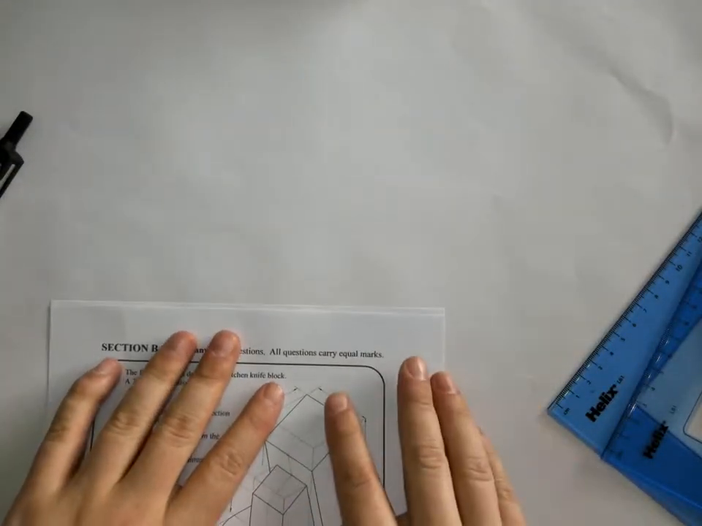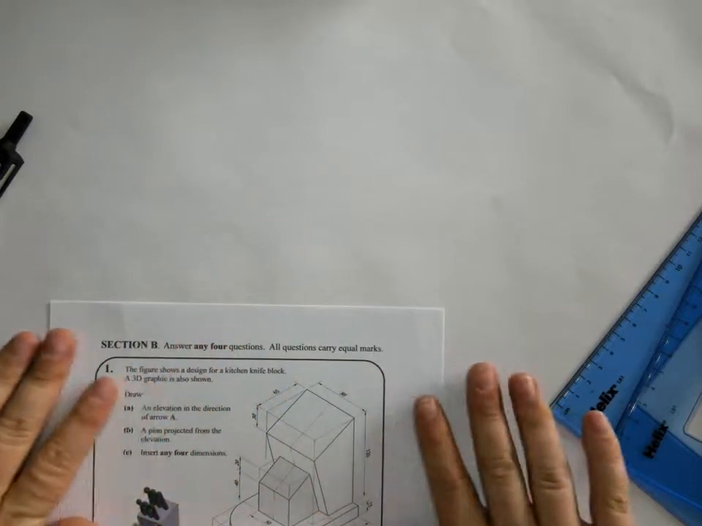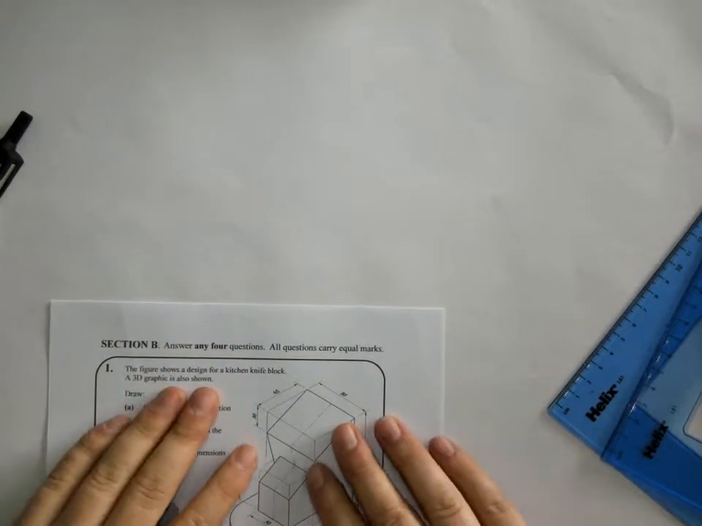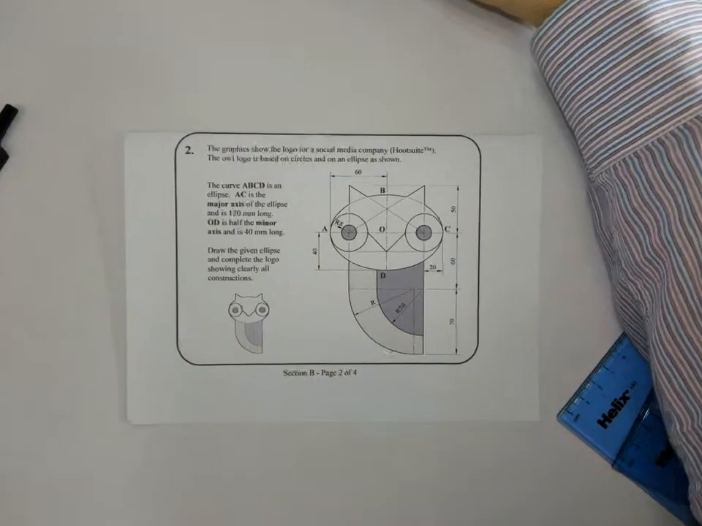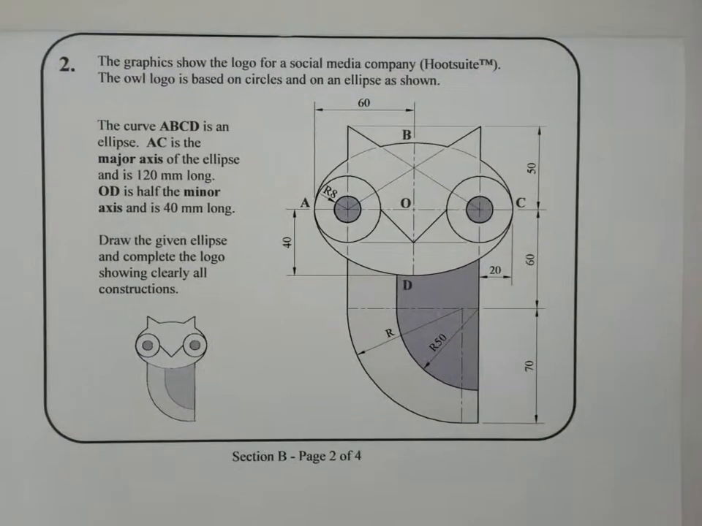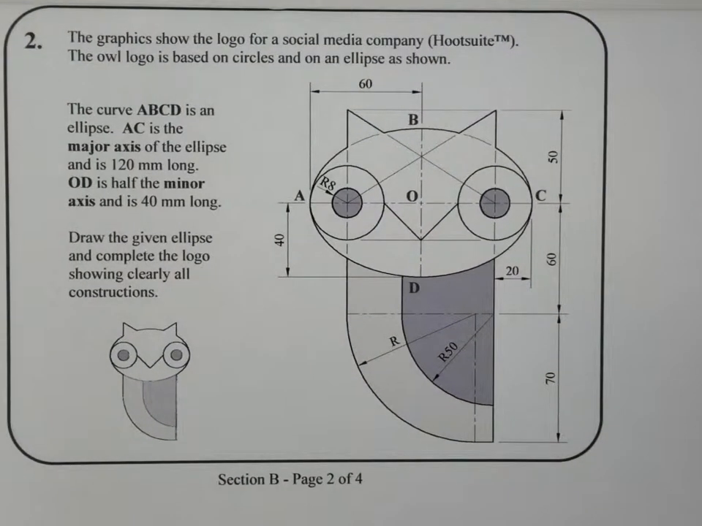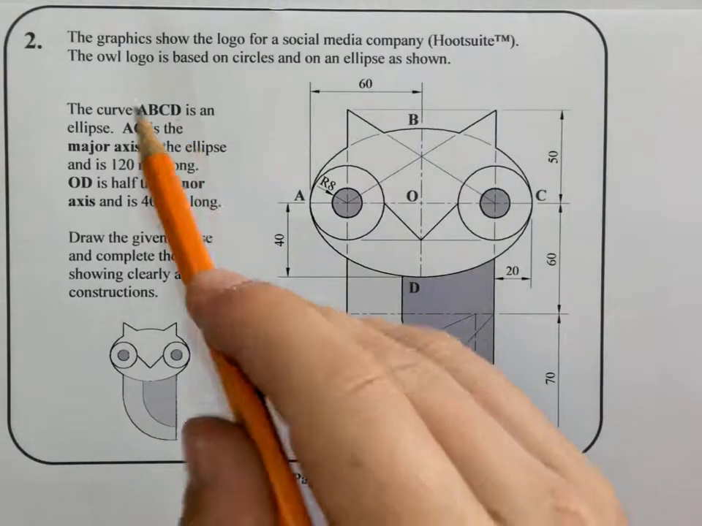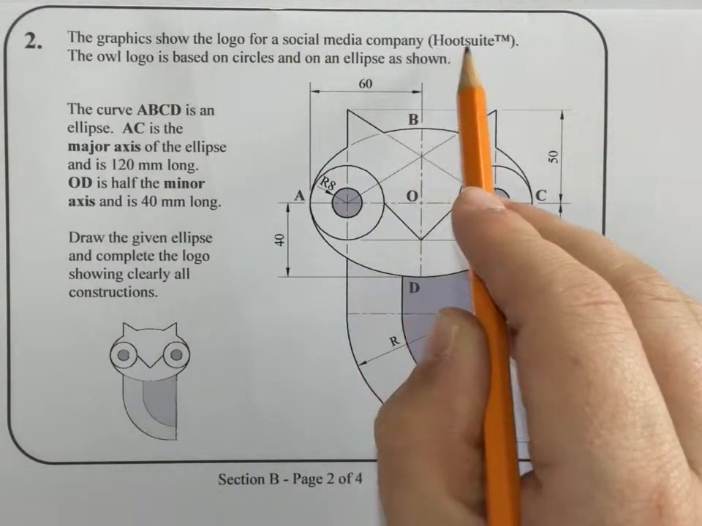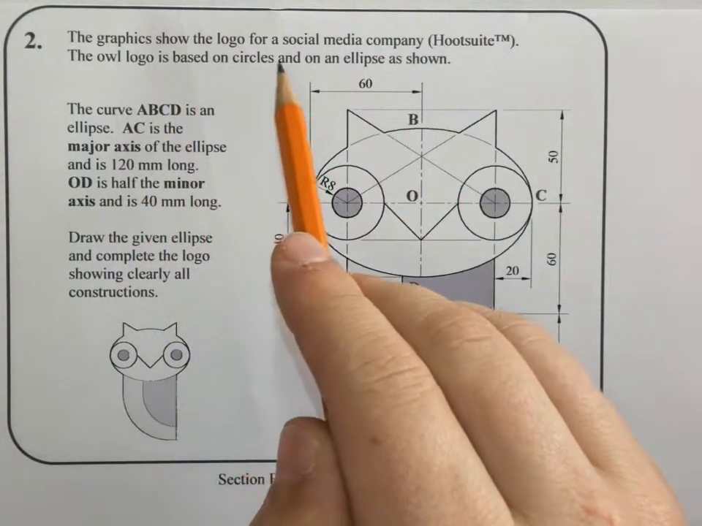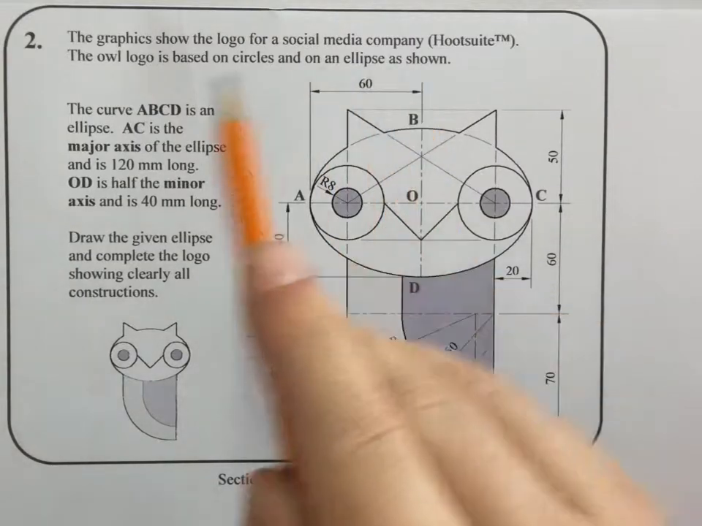So I'm going to just zoom up on the question here and give you a minute to look at what is being examined. Okay, so you can pause there and have a look at it. Now, it says the graphic shows the logo for a social media company, Hootsuite. The logo is based on circles and on an ellipse as shown.